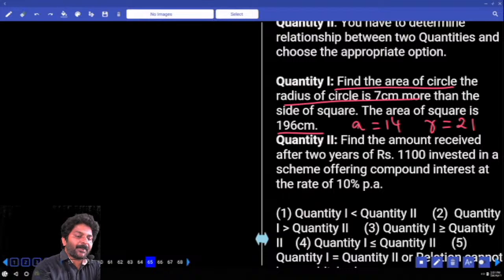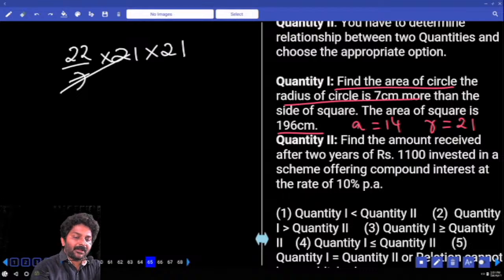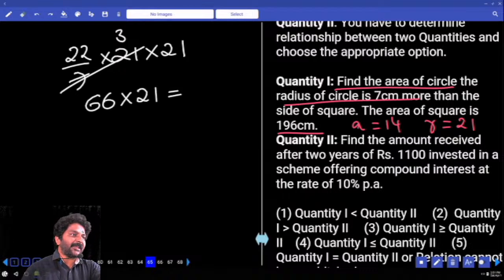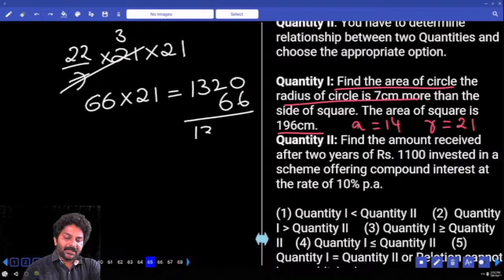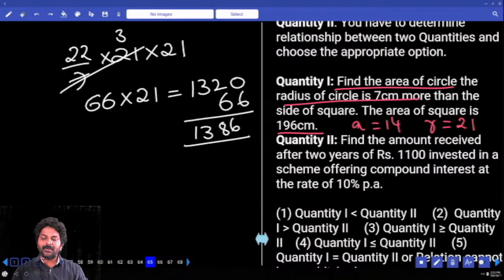Pi r square. Pi into 21 into 21. How many times? 3 times. 22 into 3 is 66 into. Can I write it as 20 times plus 1 time? 20 times of this number will have 0. Forget about it. 66 two times is 132. 2 times. 20 times in the sense one more 0. One more time. 1386. This is Q1.